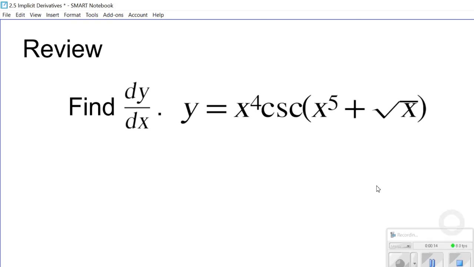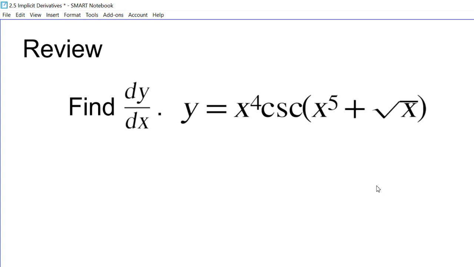All right, so with this one, I just review up here, but they want us to find dy/dx. Okay, and they give us that y is x to the fourth times cosecant of x to the fifth plus the square root of x. So what is the main big thing happening here that I have to start with?